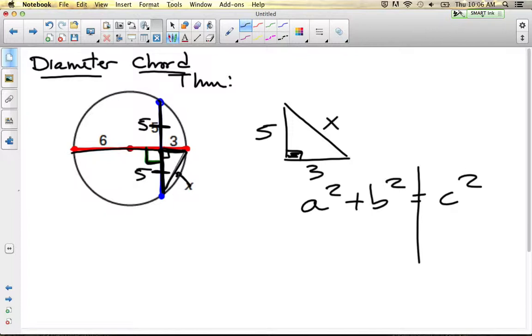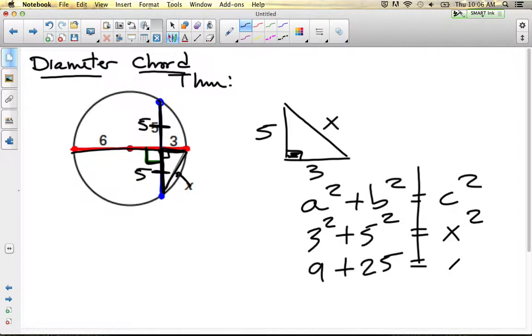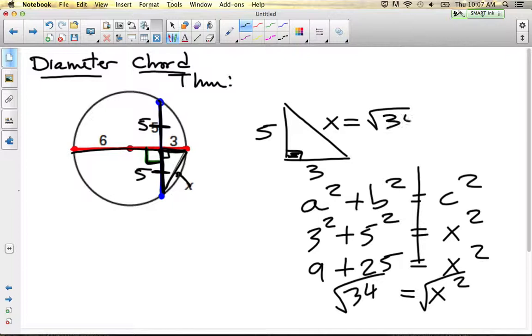So let's substitute everything correctly into the Pythagorean theorem. Square these numbers. 25 plus 9. Take the square root of both sides. So x is equal to the square root of 34.